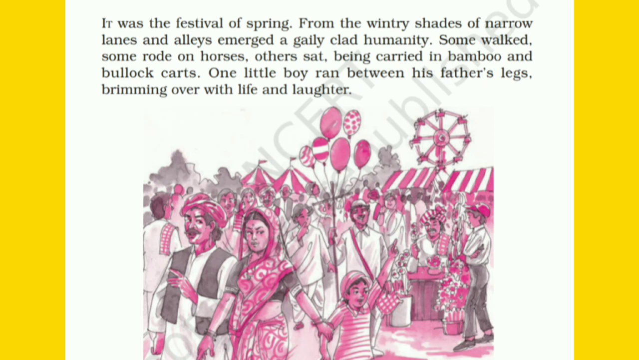Let's see. It was the festival of spring. Which festival? It was the festival of spring. This line you have to mention or underline. From the wintry shades of narrow lanes and alleys emerged a gaily clad humanity. A gaily clad humanity means what?